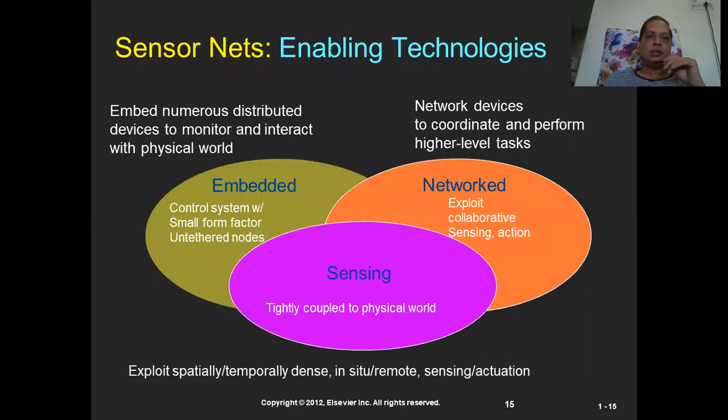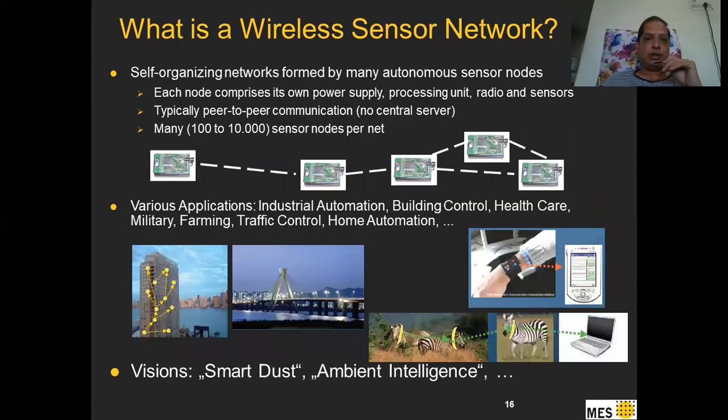So then there comes sensor nets, or we call it the enabling technology. Sensor nets contain a sensing part, a network part and an embedding part. So embedded numerous distributed devices to monitor and interact with the physical part. And network devices to coordinate and perform higher-level tasks, right? So what is a wireless sensor network? We are all aware of that term called WSN.